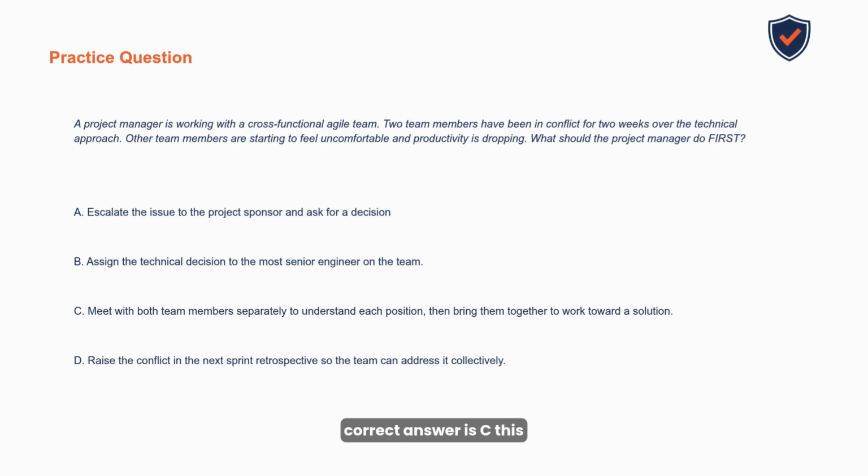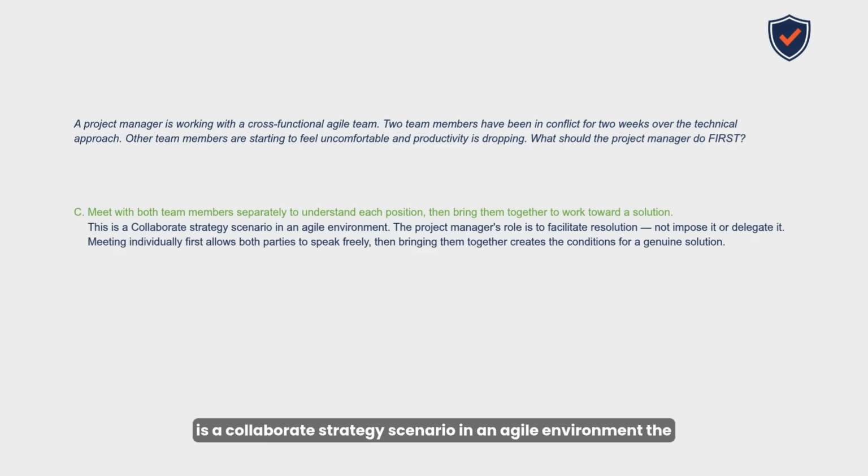The correct answer is C. This is a collaborate strategy scenario in an agile environment. The project manager's role is to facilitate resolution, not impose it or delegate it. Meeting individually first allows both parties to speak freely, then bringing them together creates the conditions for a genuine solution.